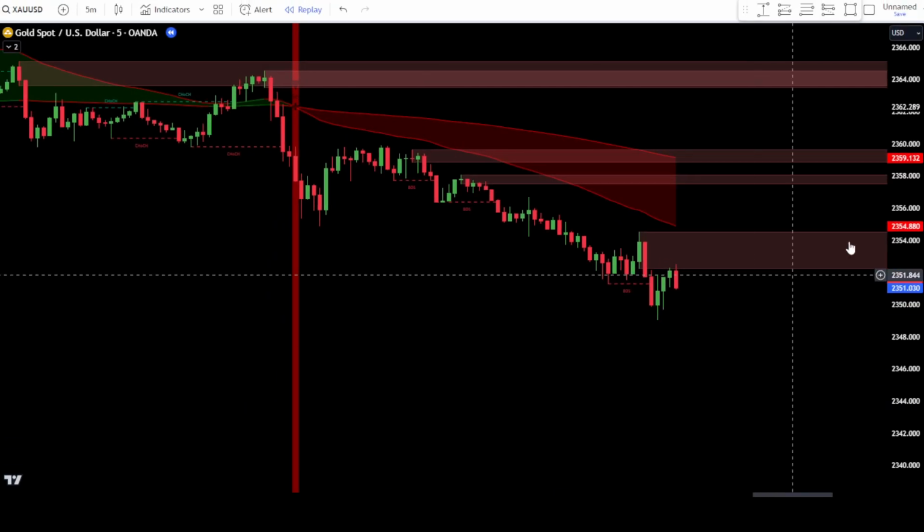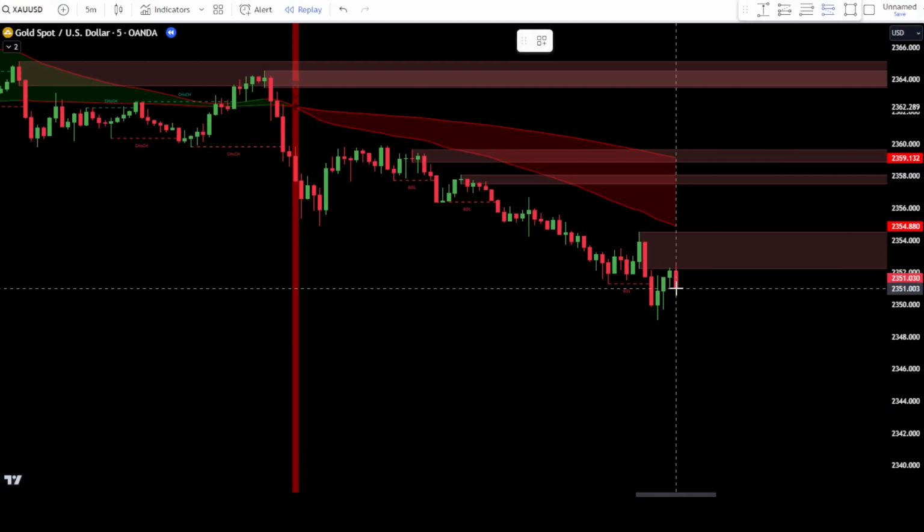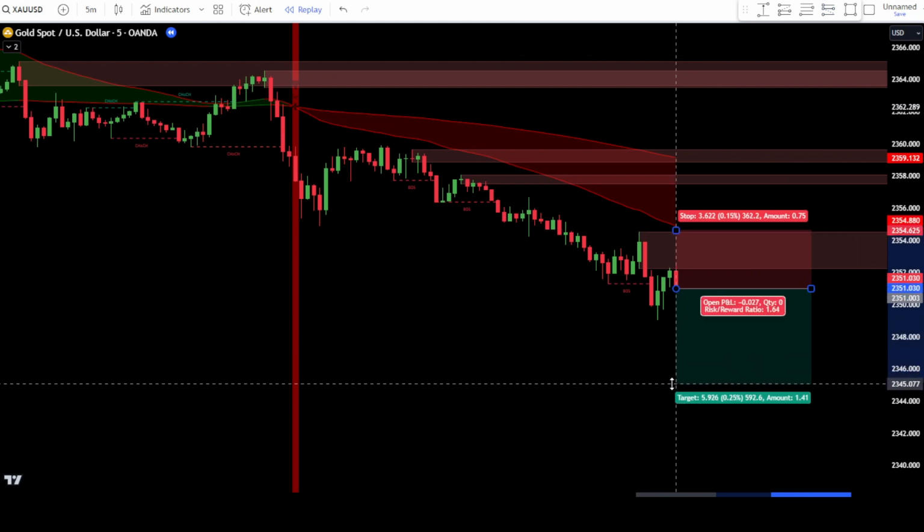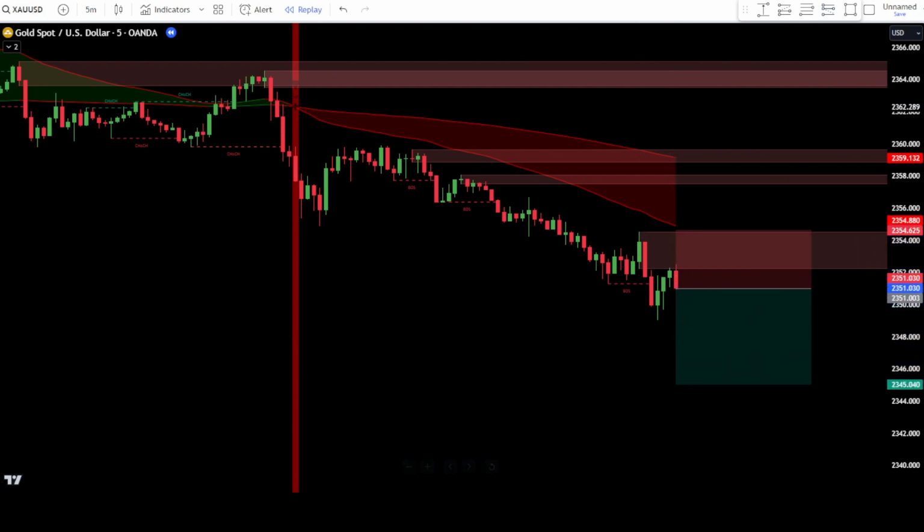If all conditions are met, you can place the order after the bearish candlestick is closed. Place a stop loss above the bearish order block area. Target the take profit using a risk and reward ratio of 1 to 1.5.